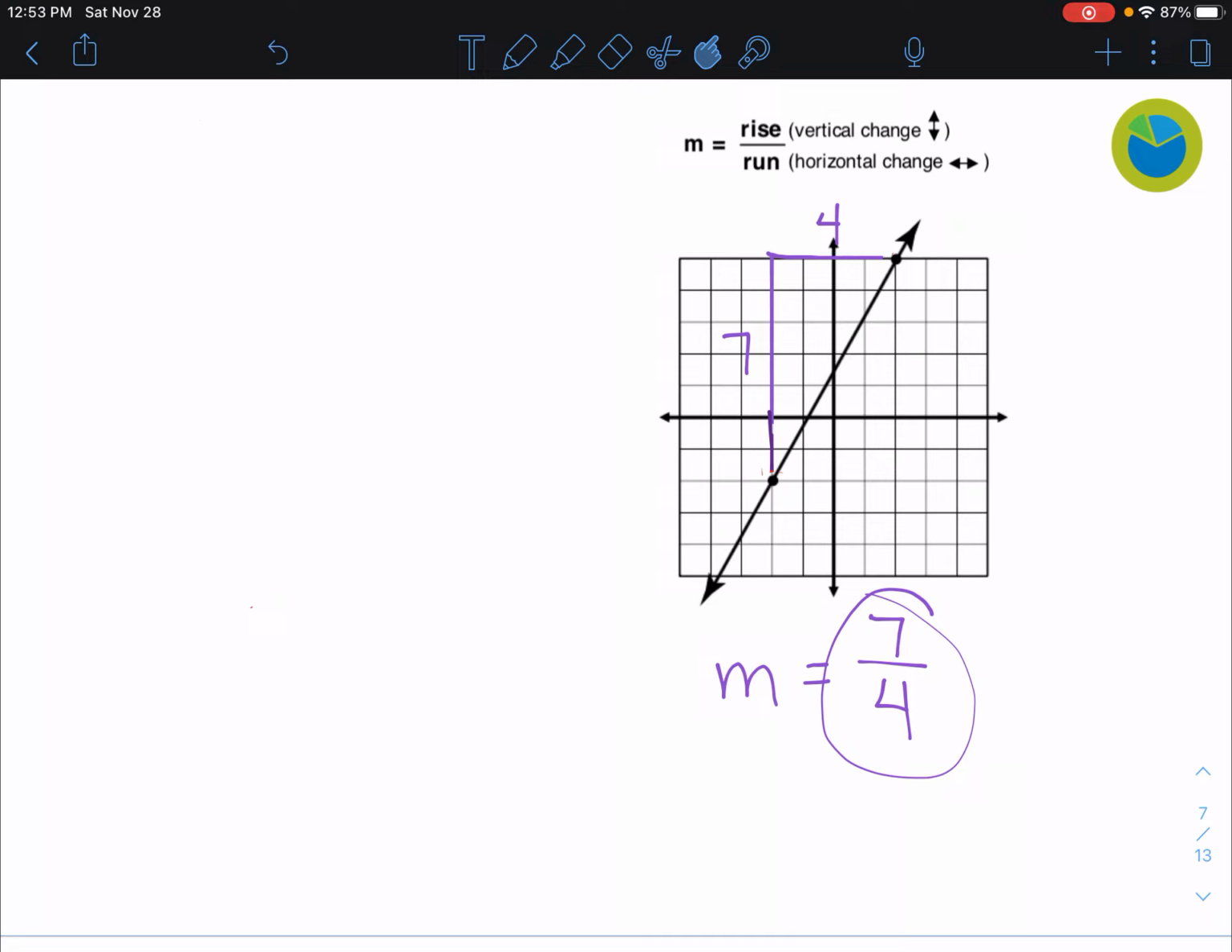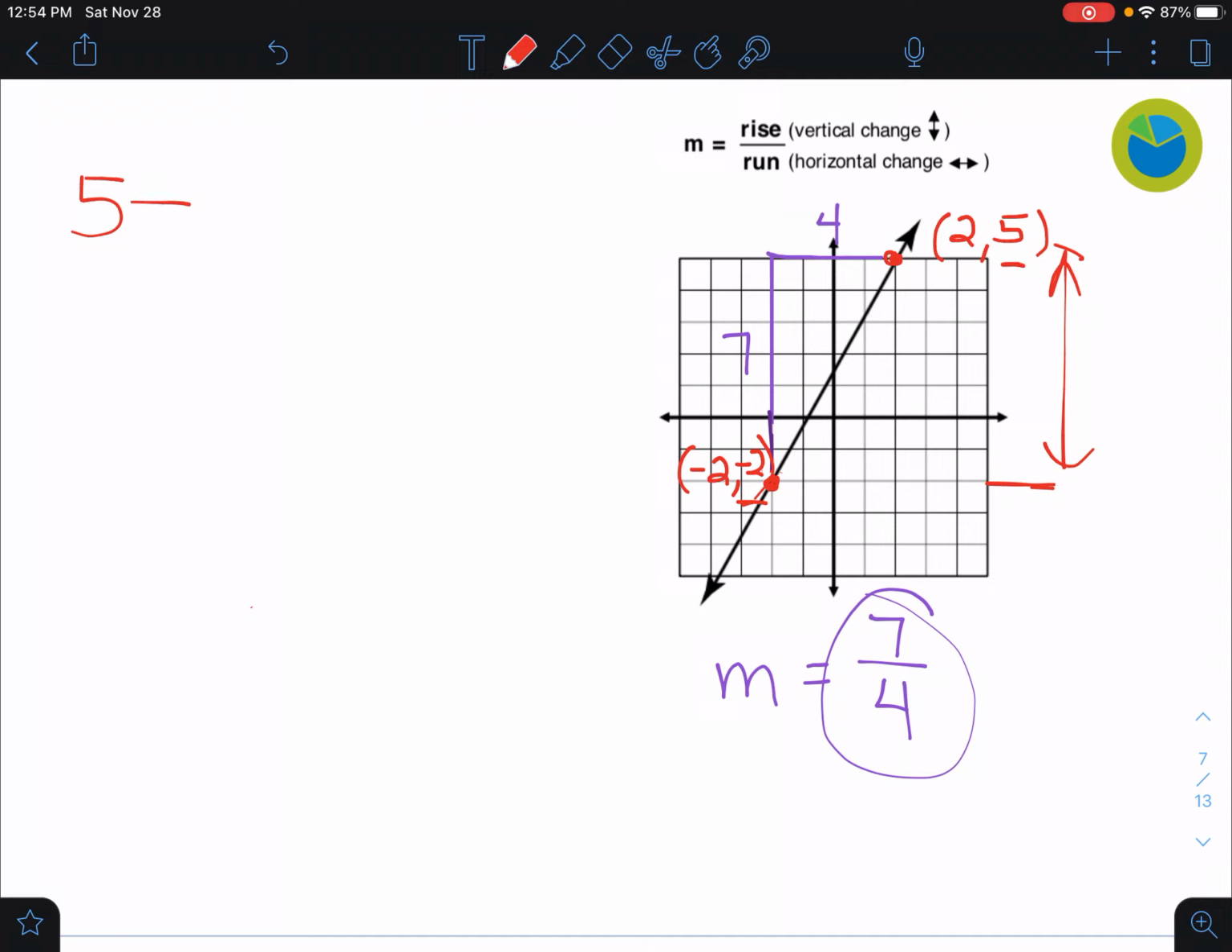If I did not have this graph, and all I was told was that I had 2 points, and those 2 points were, this is the point 2, 5, and this is the point -2, -2. Okay, how could I get there? Well, if I'm saying rise, that's up and down, right? From this level to this level, how far is that? One of the things we can do here is just subtract the y's. So 5 minus -2. And for the run, that would be side to side. If I don't have a graph, I could subtract the x's, 2 minus -2, like that. And that would give us our run.